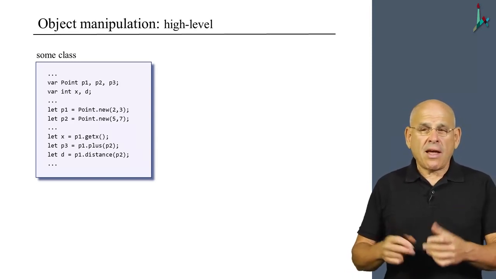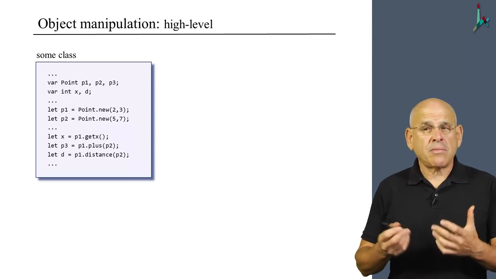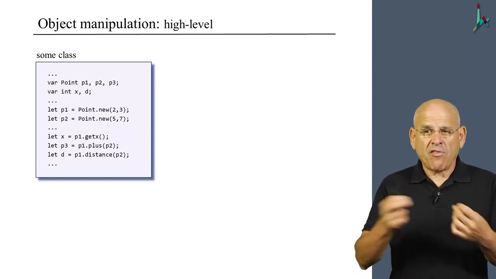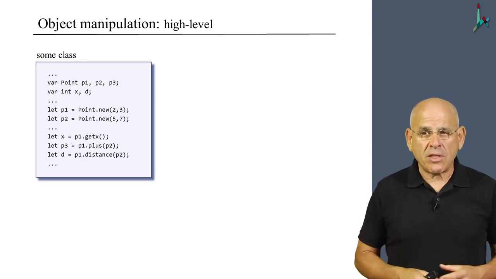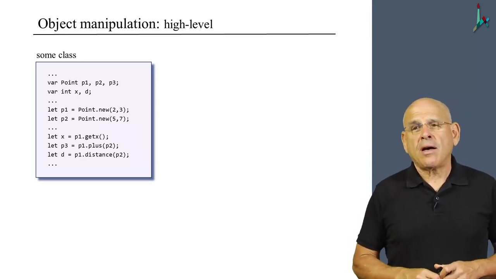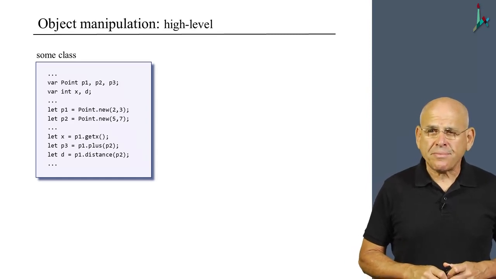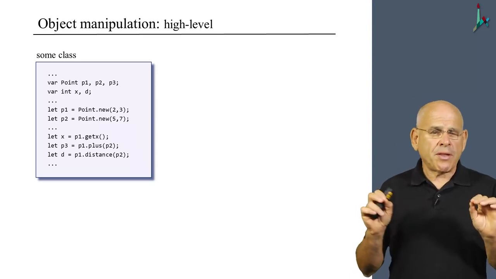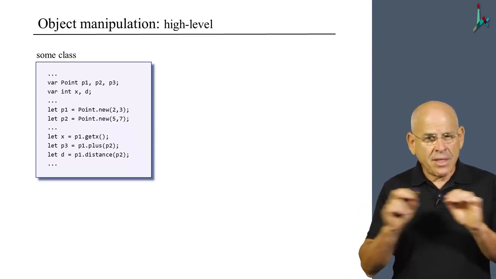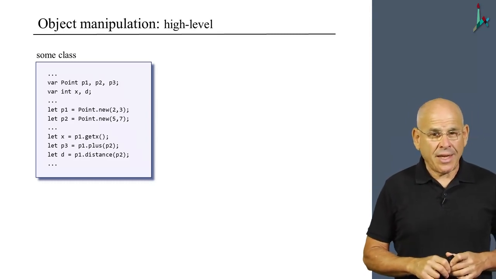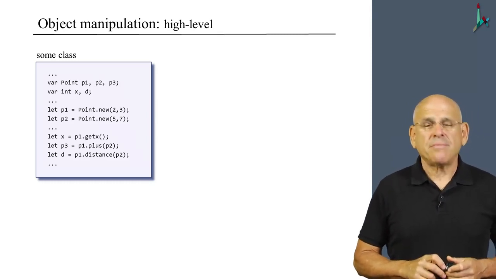In the second statement, it seems like I am doing a vector addition of P1 and P2, and I'm putting the result in P3, which is yet another point variable. And in the last statement, it seems like I'm measuring the Cartesian distance between P1 and P2 and putting the result in the integer variable d.